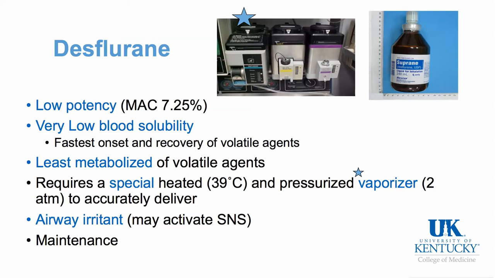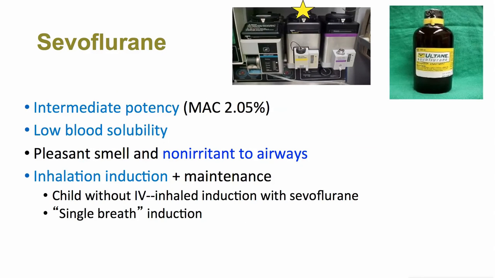High vapor pressure, new vaporizer required. It's an upper airway irritant when you turn up concentrations rapidly or high, so airway irritation can occur. We usually use desflurane not for induction, but for maintenance of anesthesia. Sevoflurane, however, even though it's not quite as insoluble as desflurane, also has a fast onset and offset. It is more potent than Des, and about 2% is the MAC, as opposed to 7% for desflurane.